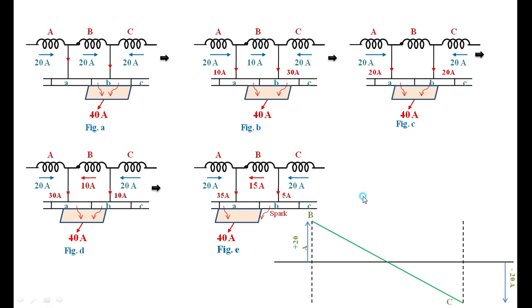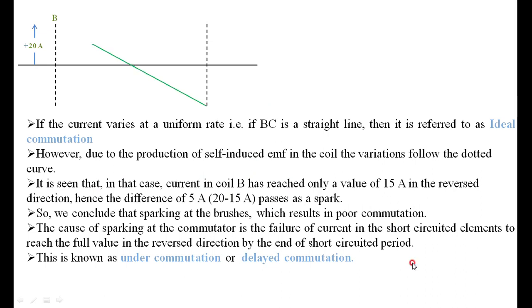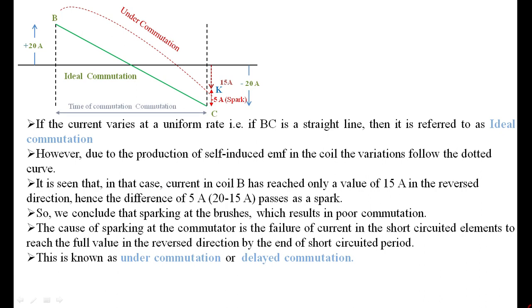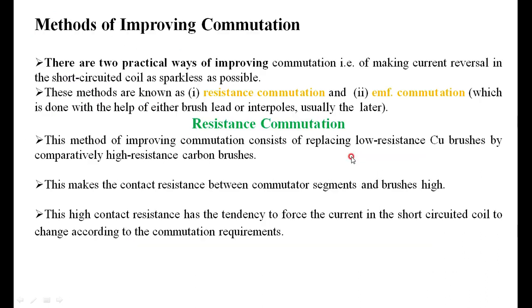Thereby we have shown here the figure. In the ideal condition, that is plus 20 to minus 20. If it is less than 20 amperes reversed, in that case it is called the under commutation. The same thing is drawn here, that is the ideal commutation and the under commutation. Then the time taken to change from one direction to the other direction is called the time of commutation, or commutation period.